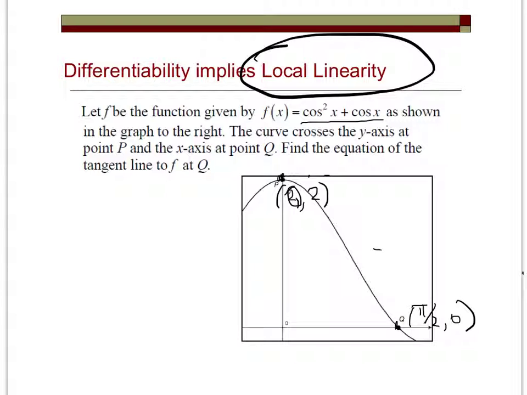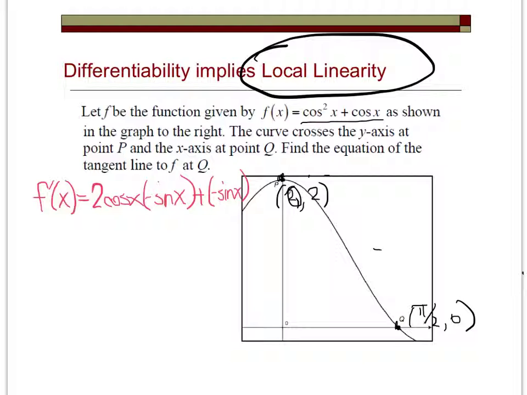So we want to find the equation of the tangent line to f at Q. So now I have the point. Now I need the slope. Okay, so what is the derivative of this function? Cosine squared of x is going to implore, nice use of that word, huh? Chain rule. So I'm going to have 2 cosine of x, and then times the derivative of cosine of x, which is negative sine of x, plus the derivative of cosine of x, which is negative sine of x.